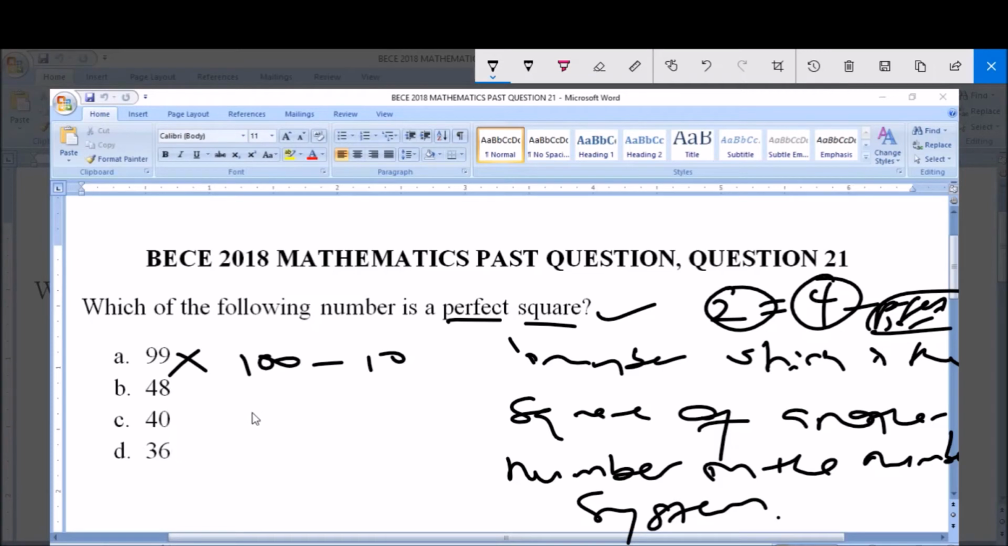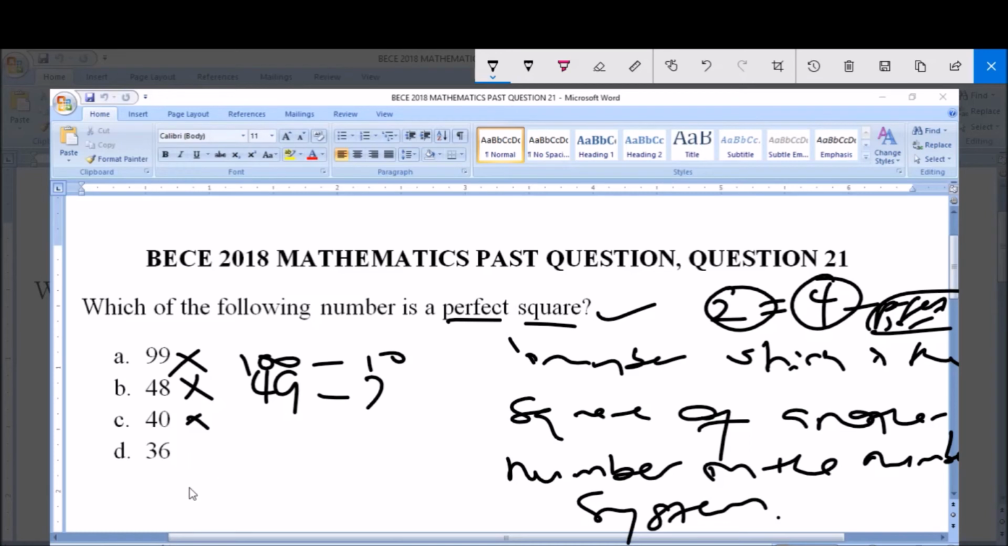Now B here says 48. Also 48 is not a perfect square because 48 is not the square of any number in the number system at all. The closest to 48 which is a perfect square is 49, and 49 is the square of 7. So 48 is wrong. Now C says 40. Also 40 is not a perfect square because it's not the square of any number in the number system.